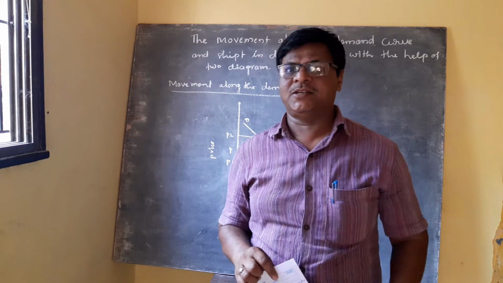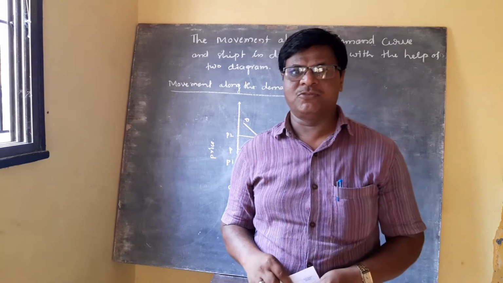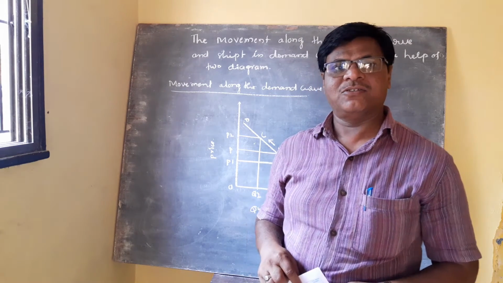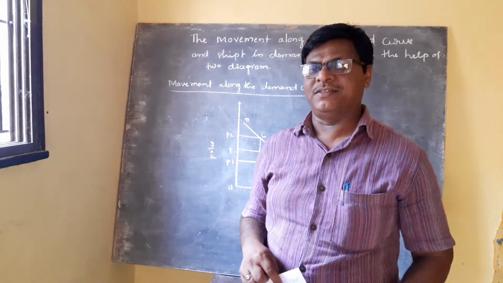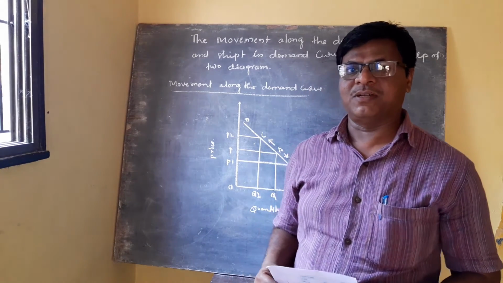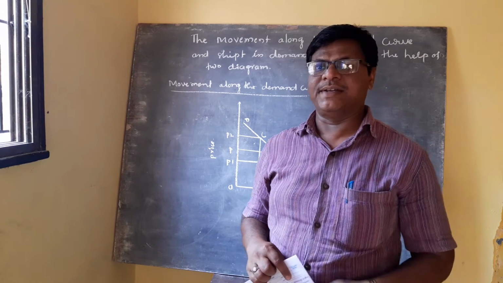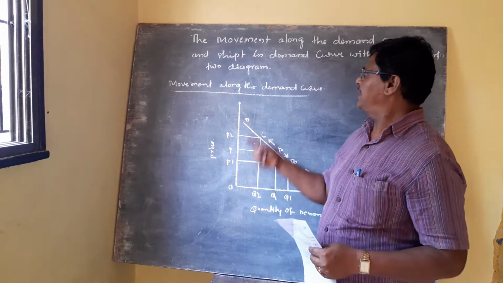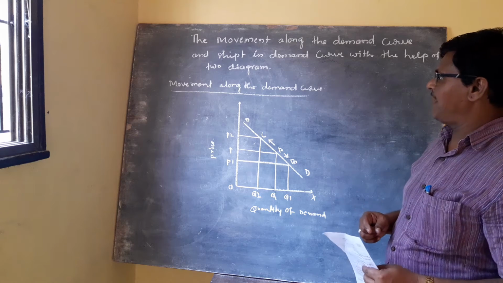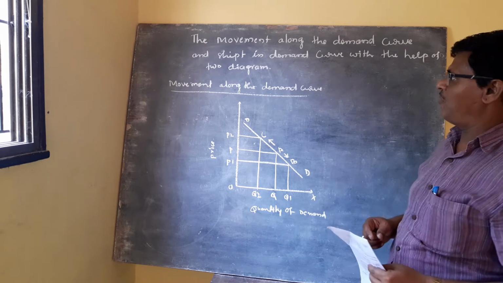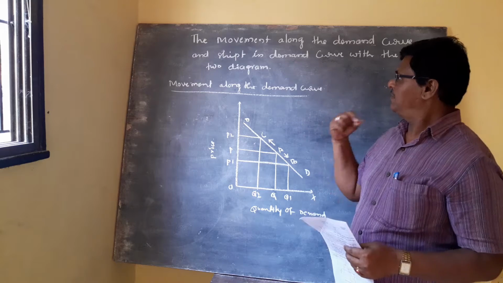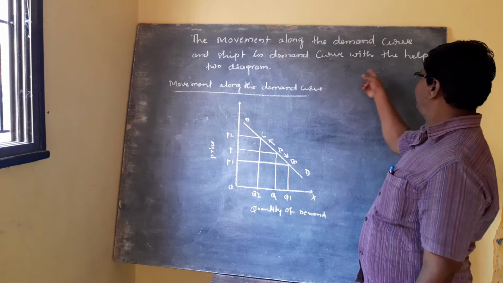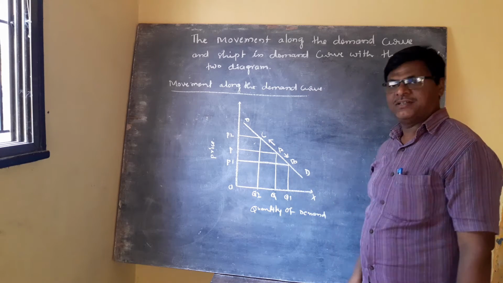We are studying chapter number 2, the theory of consumer behavior. In the theory of consumer behavior, we have already studied the law of demand and the derivation of a demand curve with the indifference curve and the budget constraint. Today we will study the movement along the demand curve and the shift in the demand curve with the help of two diagrams.